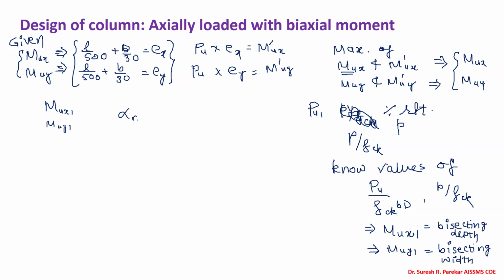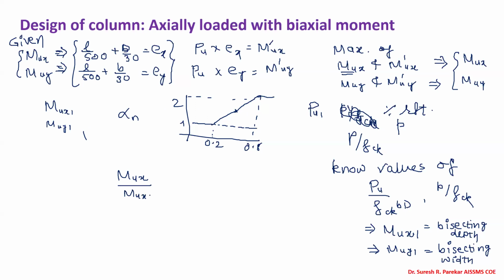Then find alpha n. Already we know that curve. How will we find alpha n? We have this curve: at 0.2 the value is 1, and at 0.8 the value is 2. After 0.8, it is constant at 2, and before 0.2, it is constant at 1. In between, we have to use similar triangles and find this value of alpha n. Knowing all these values, we have to check whether the provided column is safe or not.